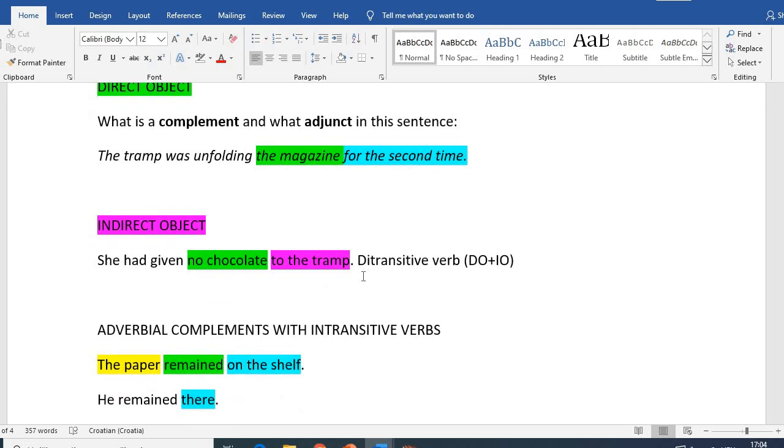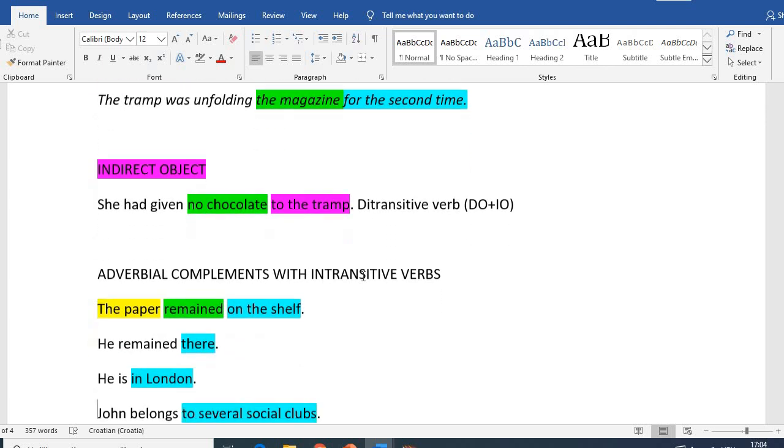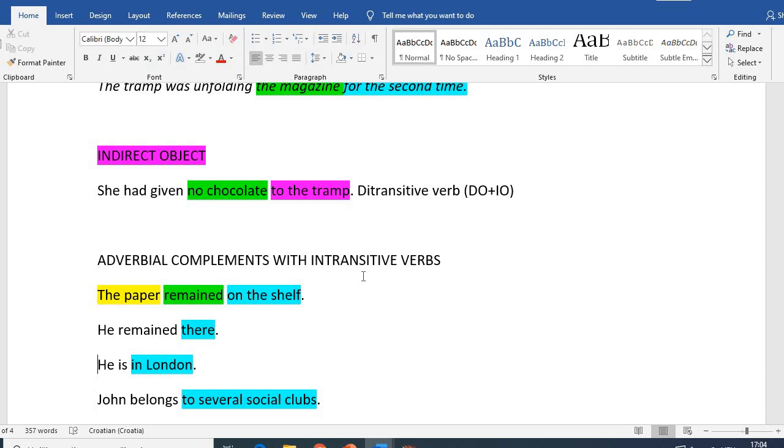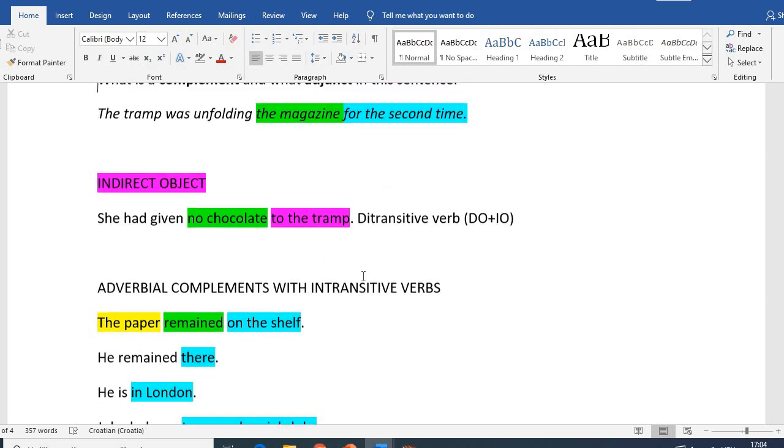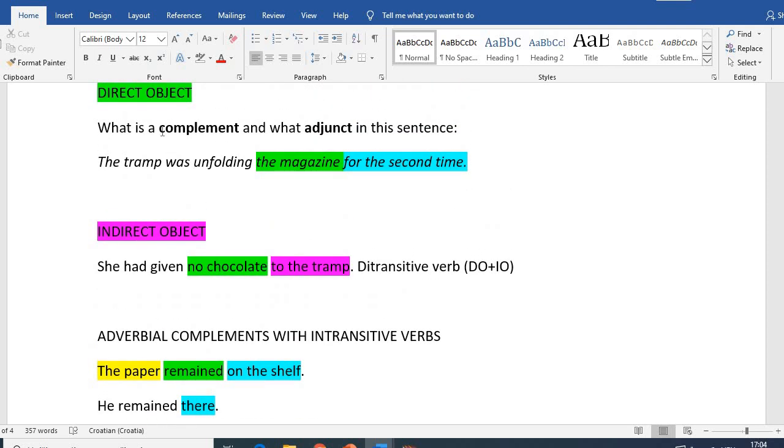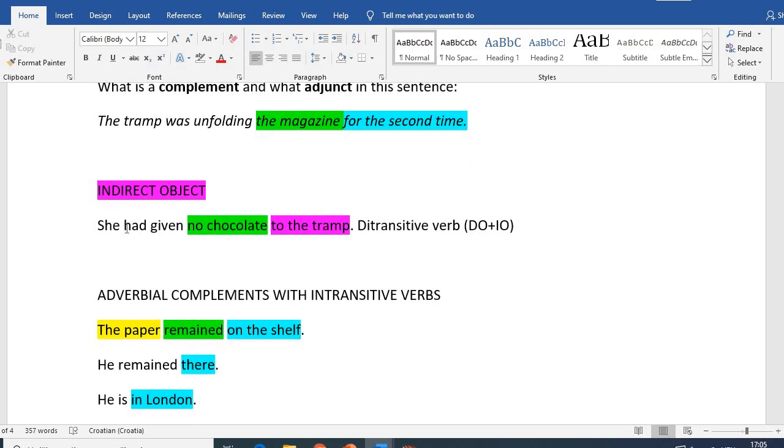We'll go into details later, but at this point you just need to remember the difference between a complement and adjunct. So speaking about objects, you can also call objects complements. So both direct and indirect objects are just obligatory complements of the verb. So it's fine if you just keep referring to these as direct and indirect objects, that's also fine.